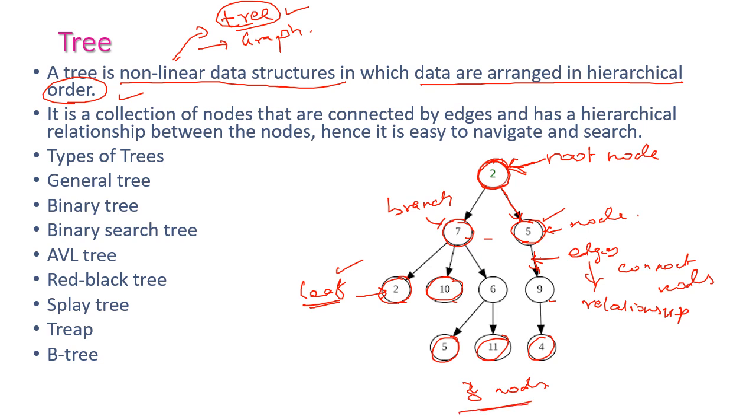Based on the type of tree, we have different types. General tree, so this is an example of a general tree. Binary tree means a tree which has only 2 branches. For every node we have either 1 or 2 branches, maximum 2 branches. And binary search tree, AVL tree, red black tree, splay tree, T-tree, B-tree, and so on are the different types of trees we have.